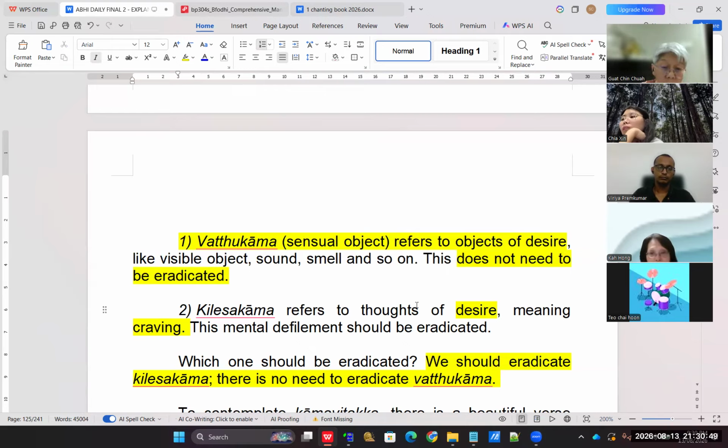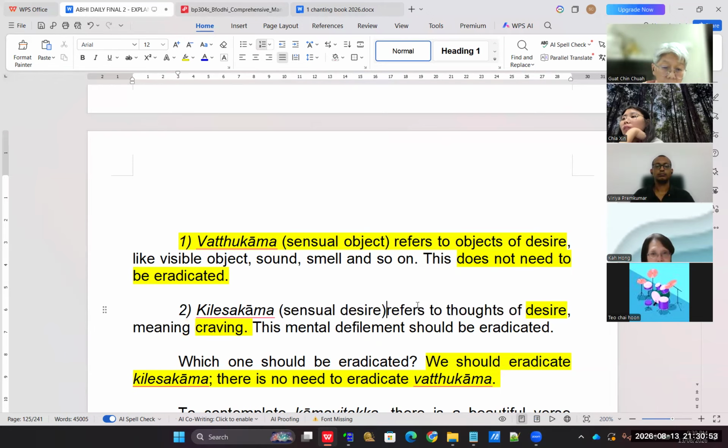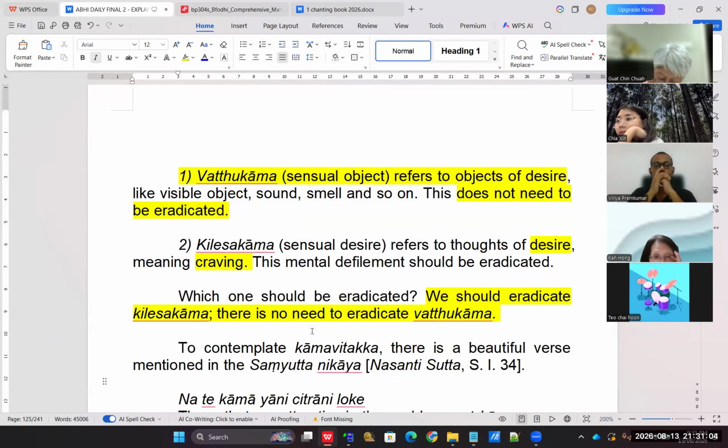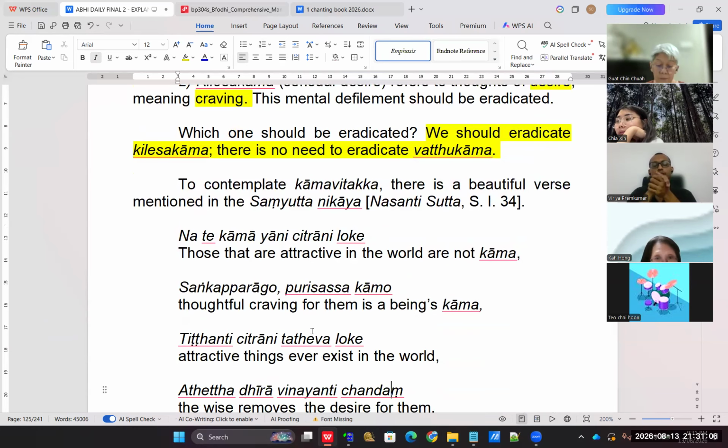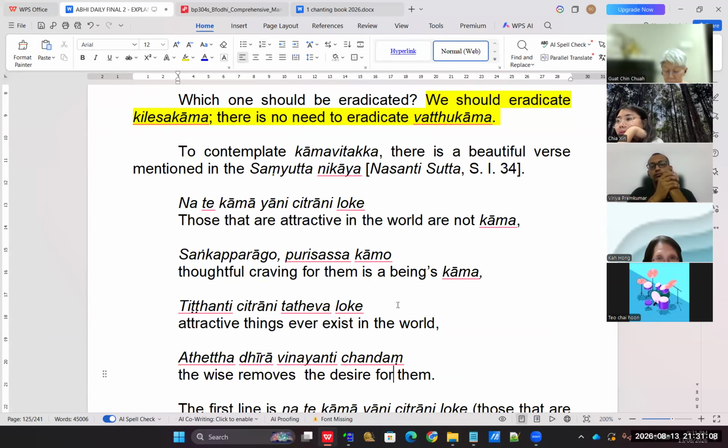Now, Kilesa Kama is sensual desire. Right, so it's the difference between these two. So which one should we eradicate? We should eradicate the Kilesa Kama, not the Vatthu Kama. Okay, and then here is a quote of very nice poetry.